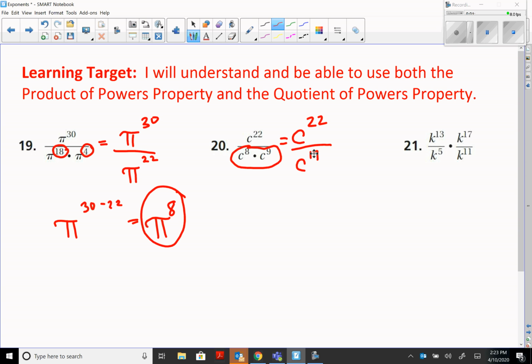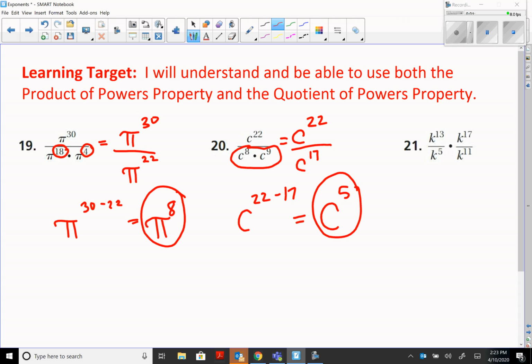Now I can use the quotient of powers property and subtract 22 minus 17, which I believe is 5. So my final answer is c to the 5th power.